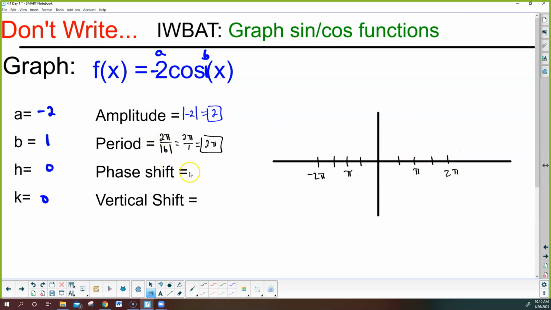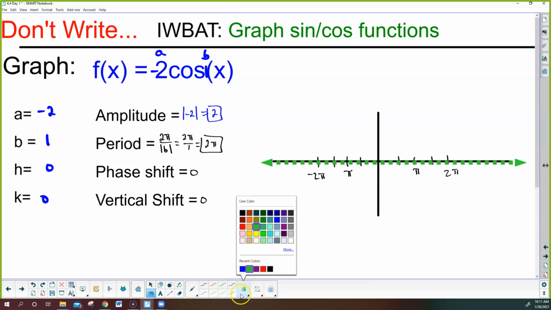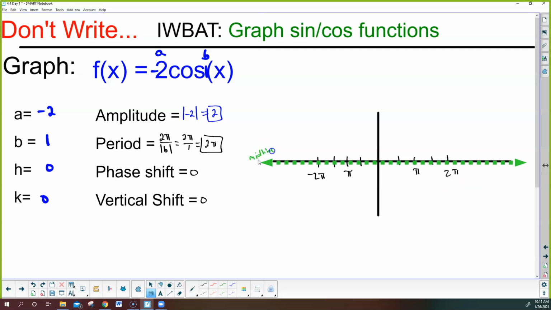get through one cycle. And then here my horizontal shift is 0, vertical shift is 0, so nothing really affects this, which means my midline is at 0 because I did not shift up or down. And then I would have to label that. Midline is at y equals 0.